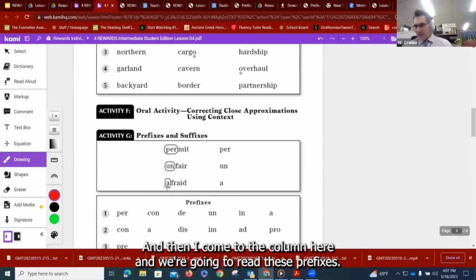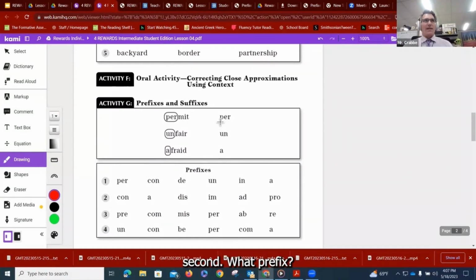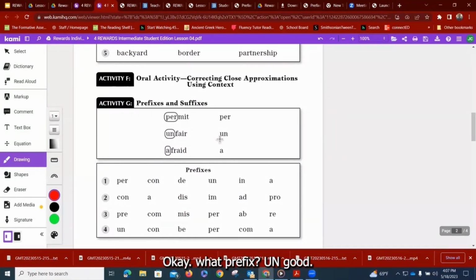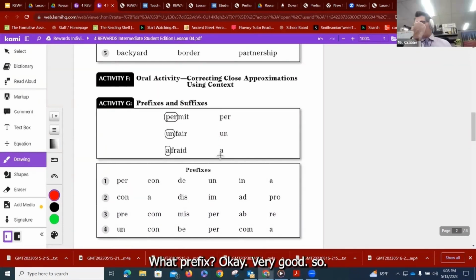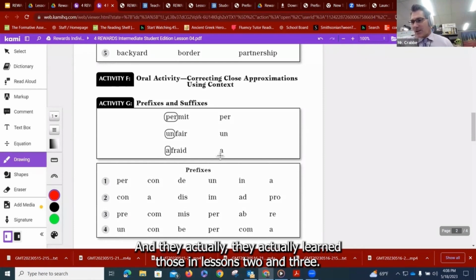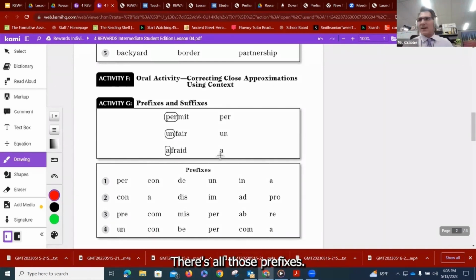Okay, and then I come to the column here, and we're going to read these prefixes. What prefix? Per. Okay. What prefix? Un. Good. What prefix? Okay, very good. And they actually learned those in lessons 2 and 3, all those prefixes. So I'm going to do the same thing.